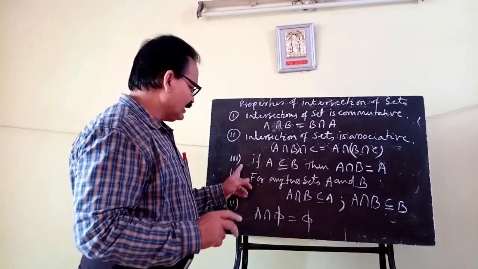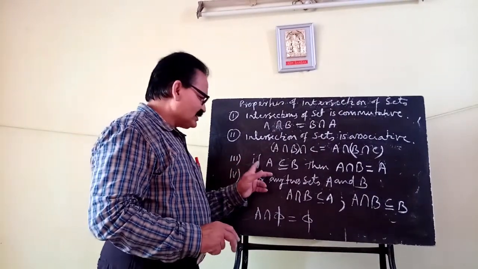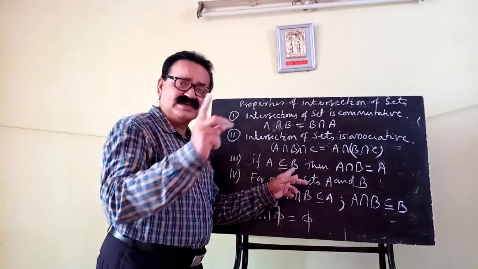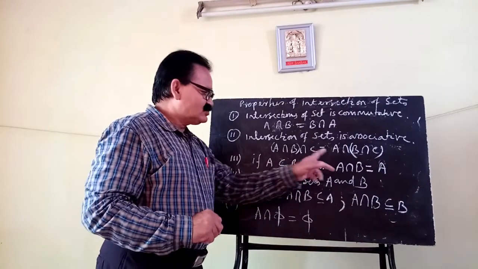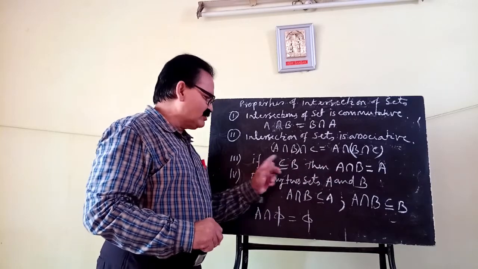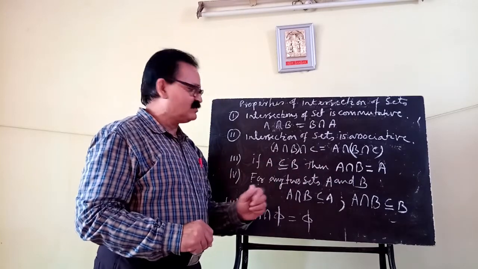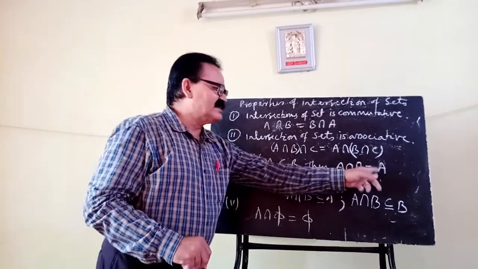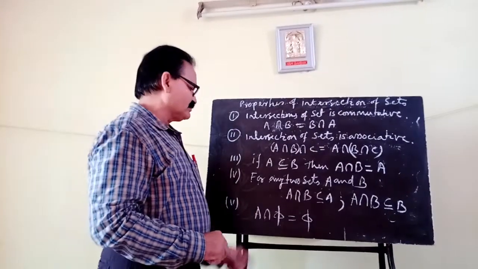Clear? The third property is, suppose A is a subset of B. That means B is the superset. So between these two sets A and B, where A is the subset of B, when you make the intersection between A and B, the answer will be the set A itself.